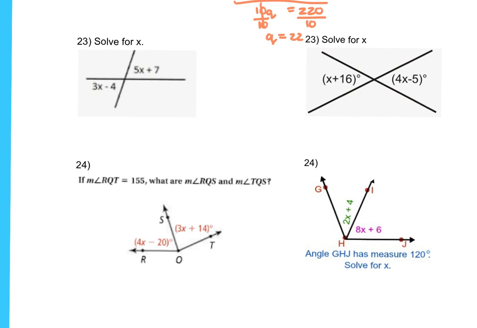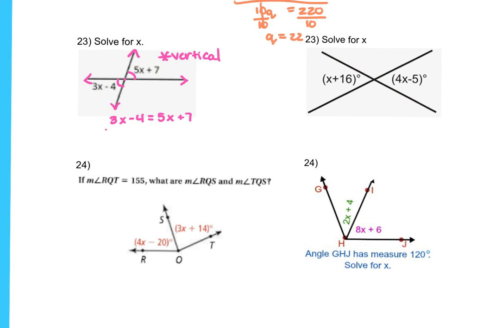Okay, next one, it wants us to solve for x. Now this looks like an X, this picture. So what I told my class is if it looks like an X, it looks like the Off-White brand symbol. So we are going to call those vertical angles if they are across from each other, across the vertex from each other. If they're vertical angles, then they are congruent. So the first part of the angle, 3x minus 4, is going to equal the other side, which is 5x plus 7. Those are vertical angles.